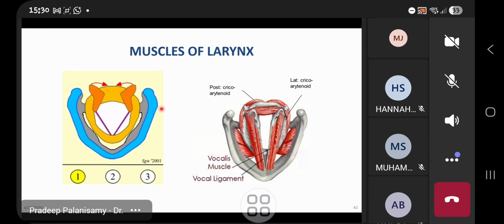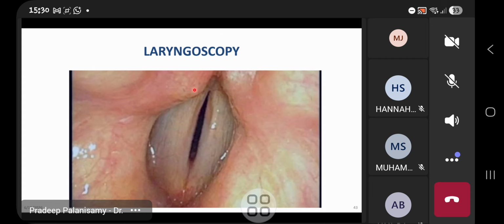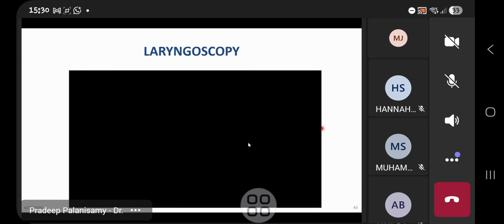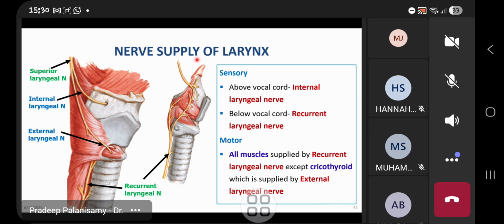You see this one, this is the posterior cricoarytenoid muscle. From cricoid to arytenoid, you can see, so it's called posterior cricoarytenoid. This one, so you can go back.